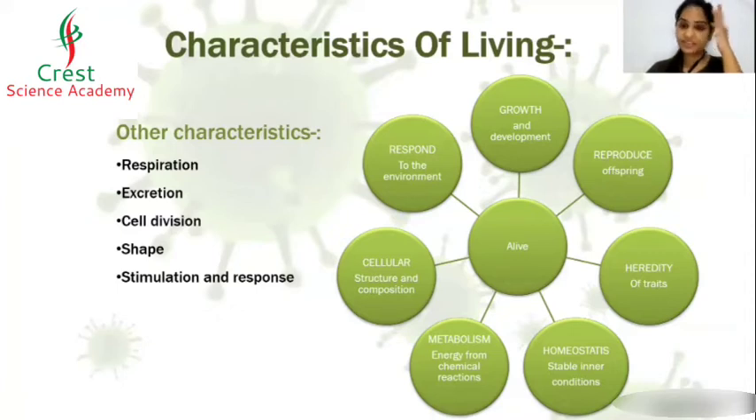We will discuss each and every characteristic of living things in detail one by one. But these are all very important characteristics of living things, whereas these are also characteristics: respiration. Living organisms respire, they excrete, they undergo cell division, they have their proper shape, they respond to stimuli. These are the other characteristics which are important, but these are the very important characteristics, growth and all these things. So now we will discuss each and every characteristic of living things. We will start with growth.